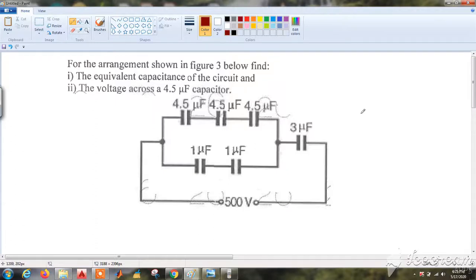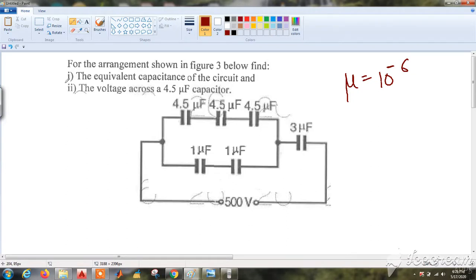For the arrangement shown in the figure below, find the equivalent capacitance of the circuit and the voltage across the 4.5 microfarad capacitor. We can see in this circuit all the values of capacitances are given in microfarad. So we know that micro means 10 power minus 6.